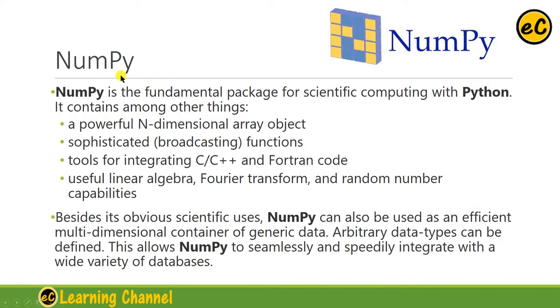First, let me introduce NumPy. NumPy is the fundamental package for scientific computing with Python. It contains, among other things, a powerful n-dimensional array object, sophisticated functions, tools for integrating C, C++, and Fortran code, useful linear algebra, Fourier transform, and random number capability.